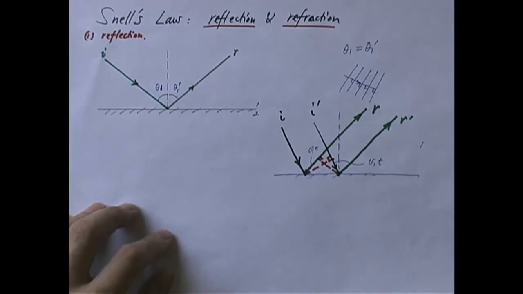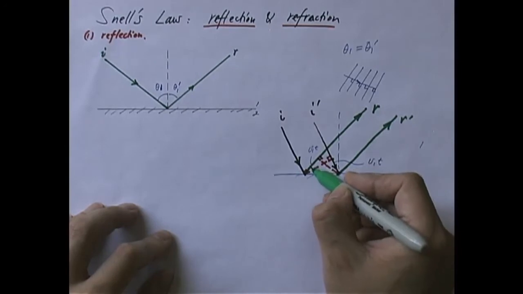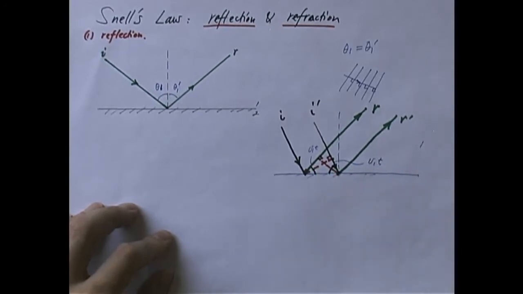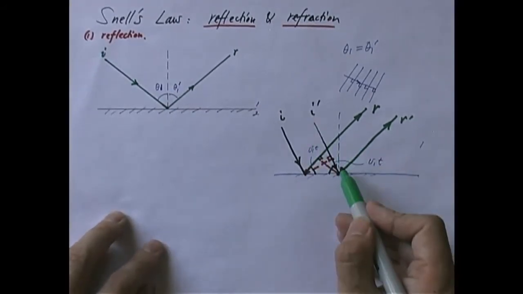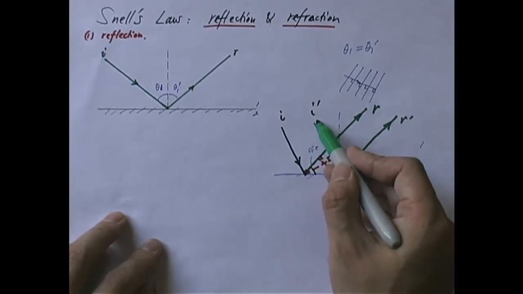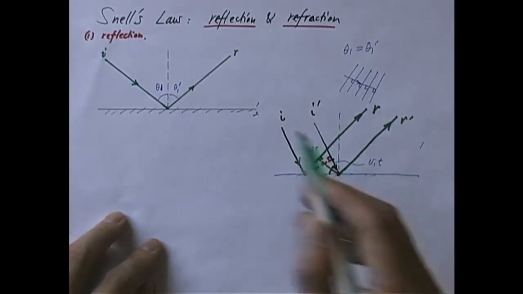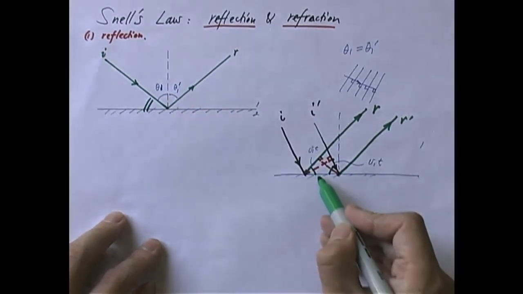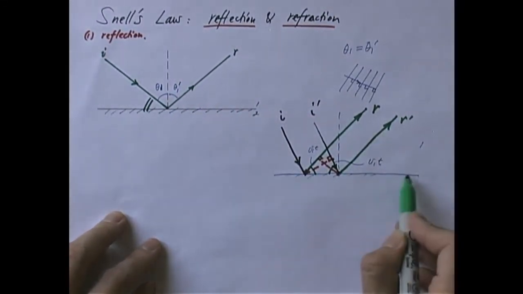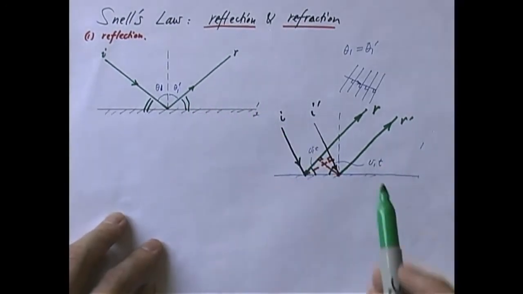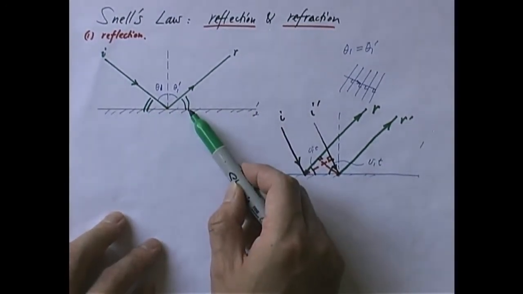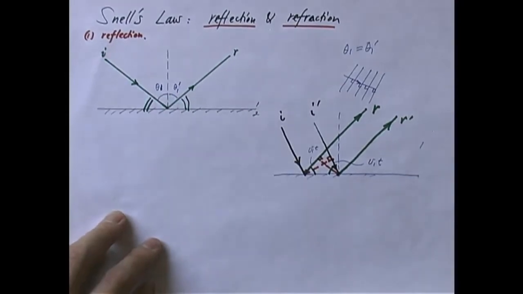Which tells us that this angle and that angle must be the same. Let's take a closer look at these two angles. This angle is the angle between the incident light ray and the surface. That angle is the angle between the reflected light ray and the same surface. So we have shown that these two angles must be equal to each other. Of course, that means theta 1 must also be equal to theta 1 prime.